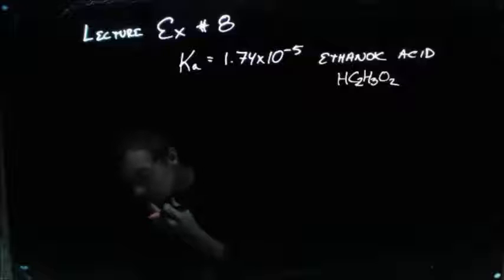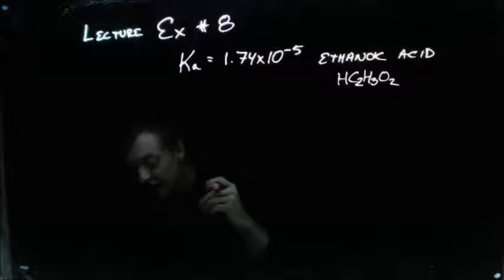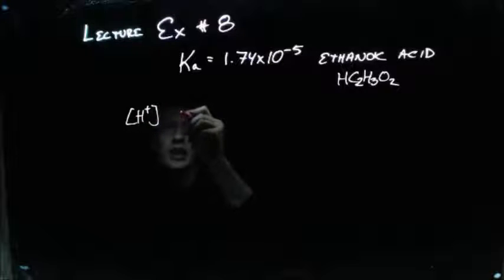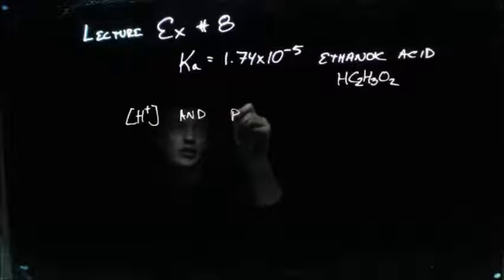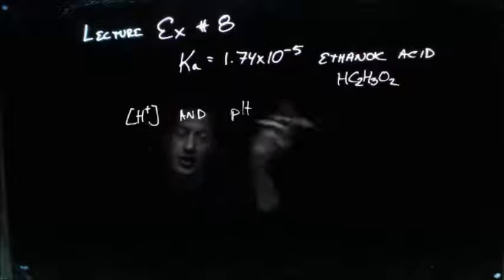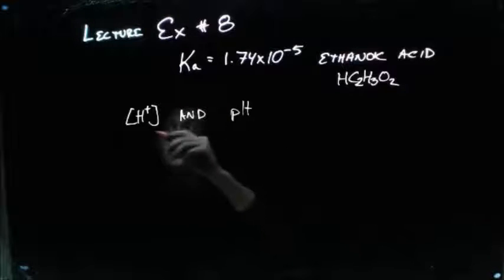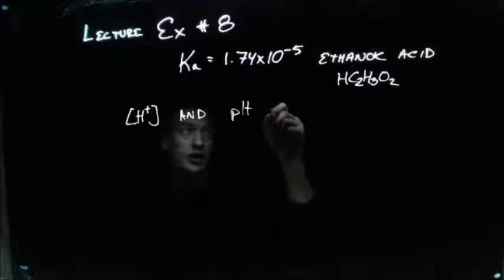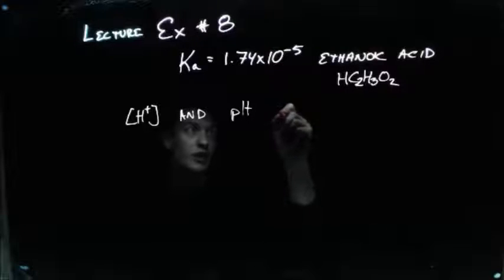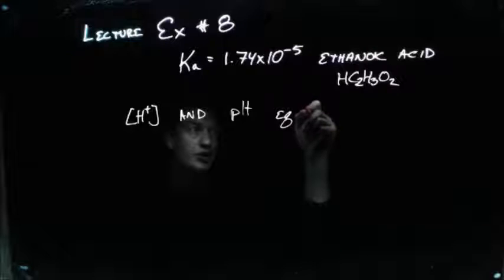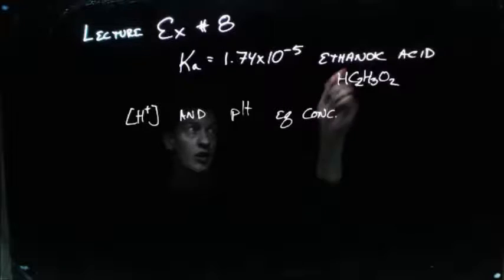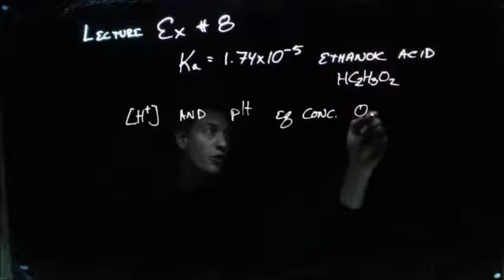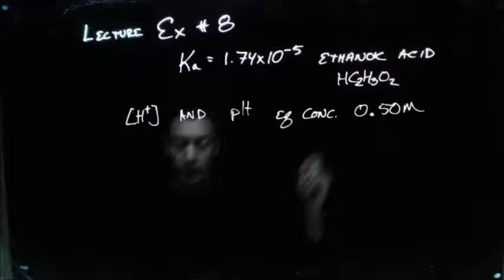And so it asks us, what is the H plus concentration and the pH? So once I find the H plus concentration, I can find the pH pretty easily. So what's the H plus concentration and the pH for a solution that has an equilibrium concentration of ethanoic acid that equals 0.50 molar?